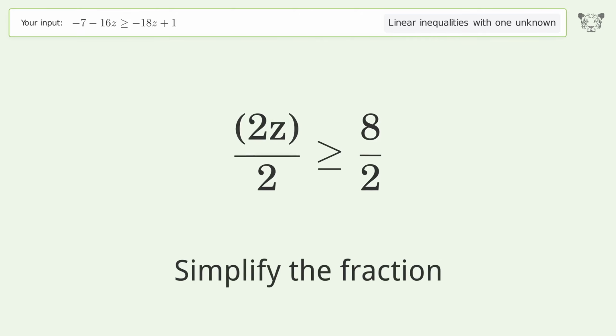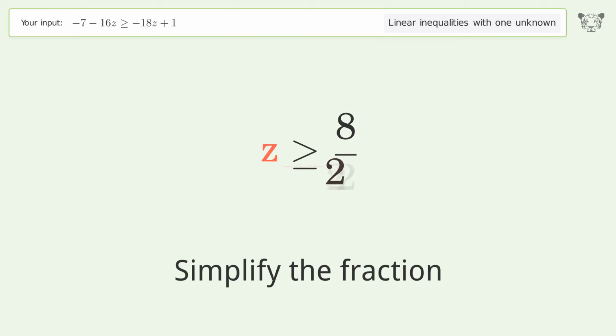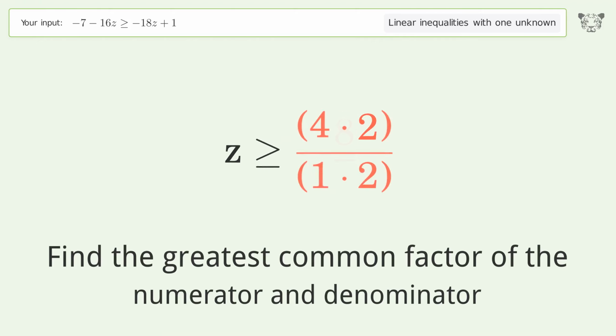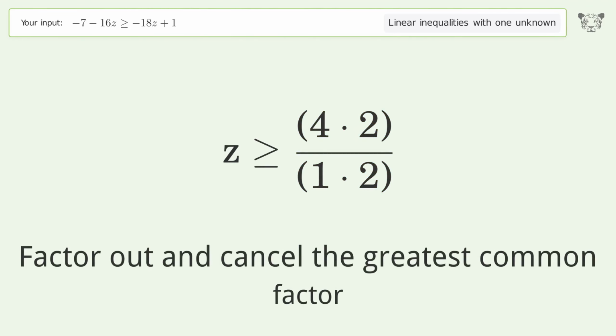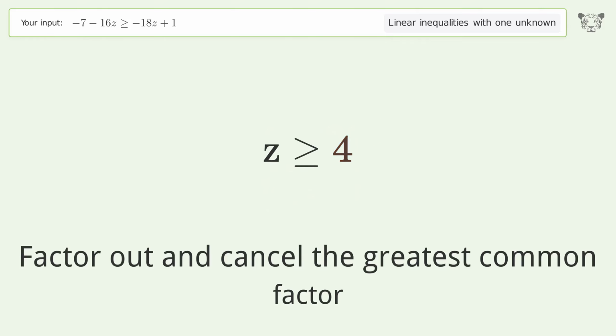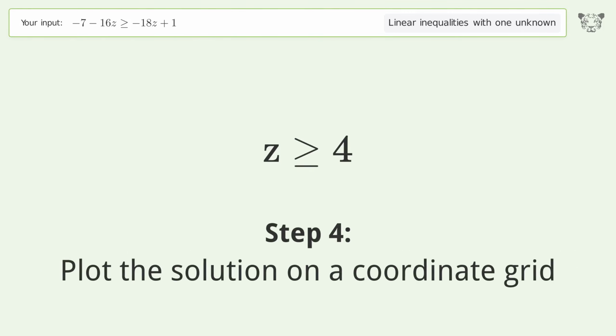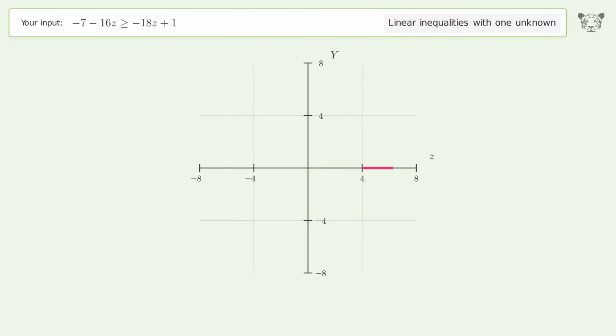Simplify the fraction. Find the greatest common factor of the numerator and denominator. Factor out and cancel the greatest common factor. Plot the solution on a coordinate grid. And so the final result is z equal or greater than 4.